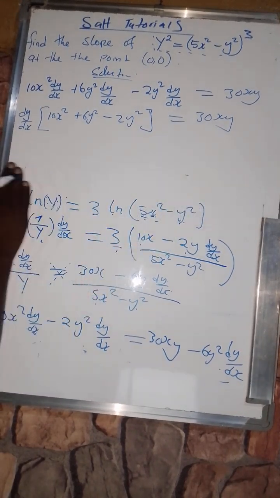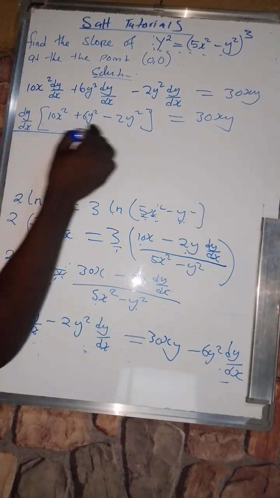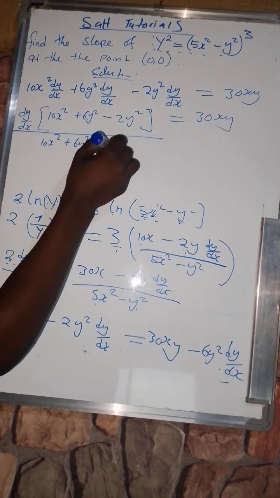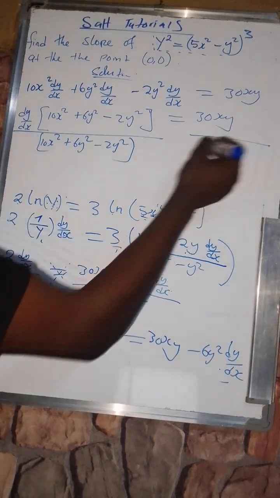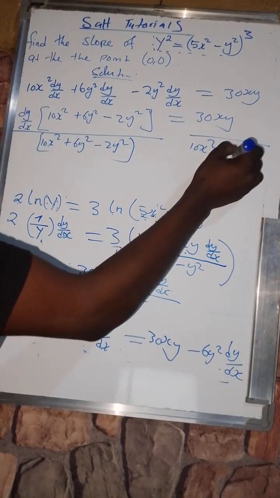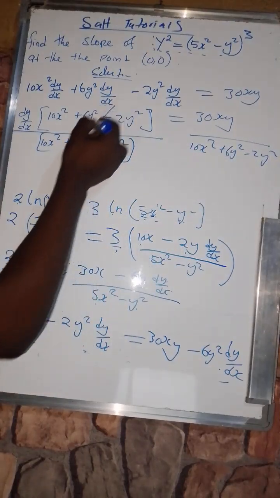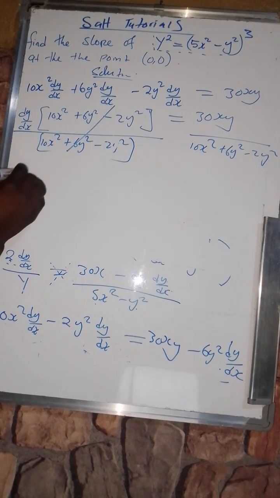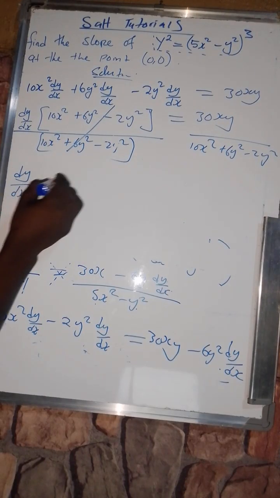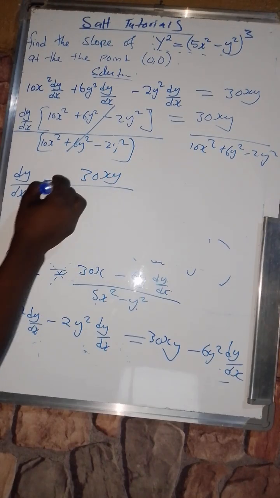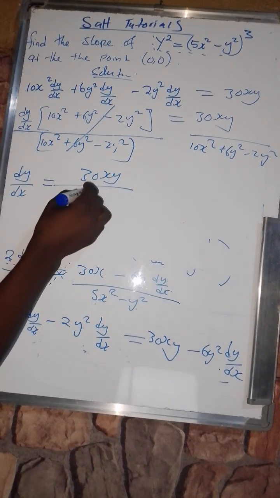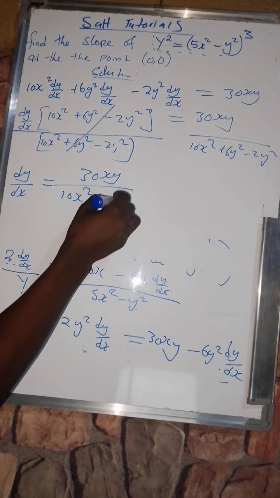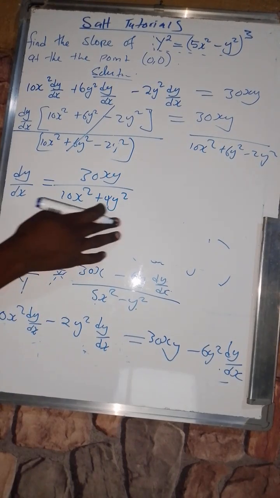So we can divide both sides by 10x squared plus 6y squared minus 2y squared, so that this can go. I'm now going to remain with dy/dx equals 30xy over 10x squared, 6 minus 2 is basically 4y squared. This is my derivative function.